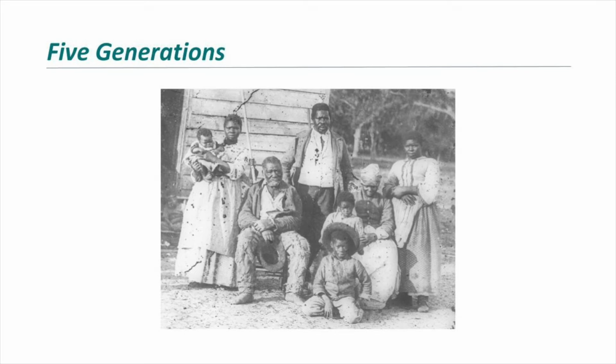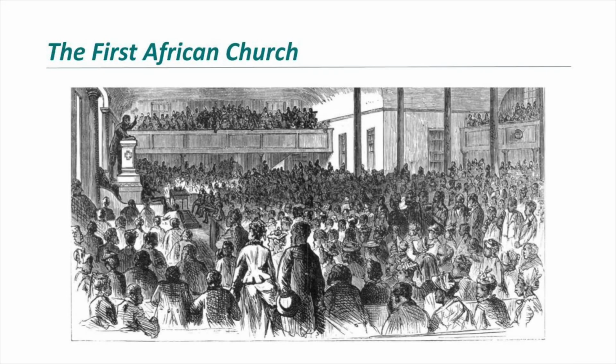This is 5 Generations of a Black Family. It's the title of an 1862 photograph that suggests the power of family ties among emancipated slaves. And here is an engraving called The First African Church. This is an engraving in Harper's Weekly, perhaps the most prominent magazine in the United States at the time, and this is June 27th, 1874. The establishment of independent black churches was an enduring accomplishment of Reconstruction.